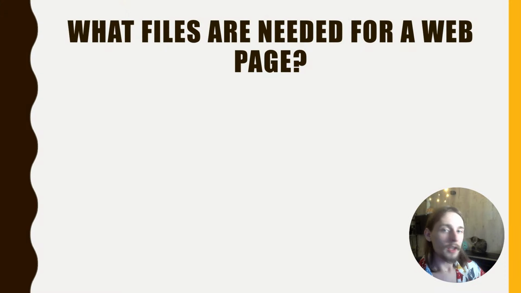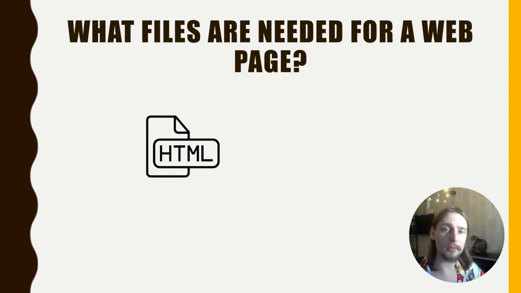In this video we'll learn what files are needed for a web page and the basics of how the browser works. To create a web page, the first file you need is an HTML file. HTML stands for Hypertext Markup Language. It is a language used to create web pages. Inside the HTML file, you can write the content of your web page. You can also add images, videos, links, and other elements to your web page. Think of HTML as the skeleton of your web page.